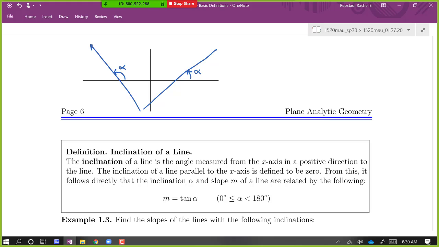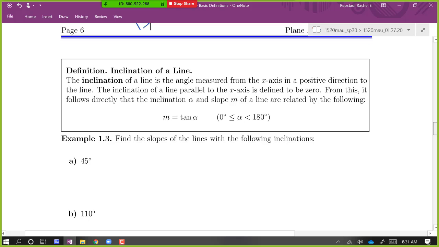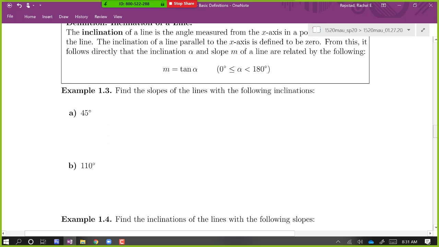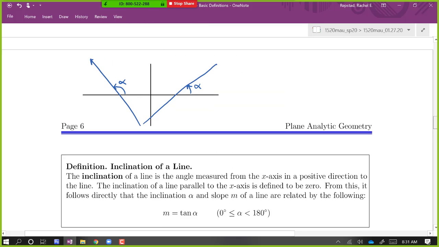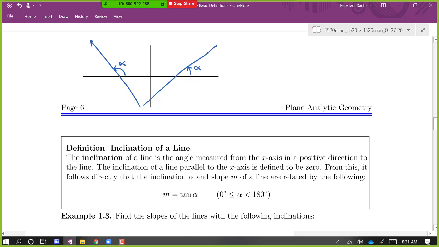And if something has a positive slope, like the line on the right side here, we can see alpha is an acute angle. And it's only when it becomes a negative slope that alpha opens up big enough. Those are the obtuse angles. So we have these two ways to measure how a line is increasing or decreasing, or how steep it is. And we're just going to connect them together.